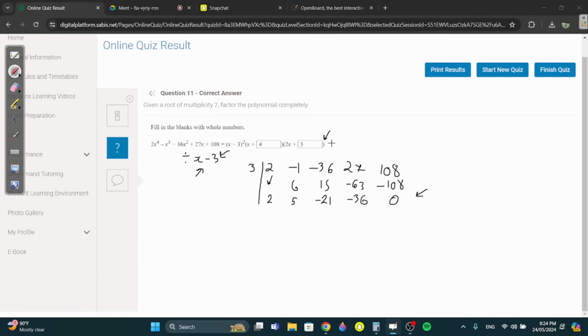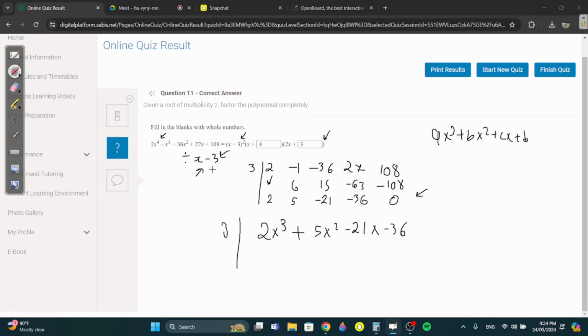You can see there's no remainder here. So when I divide by x minus 3 the first time, it was to the power of 4, so now I'm going to have to the power of 3, ax cubed plus bx squared plus cx plus d. Let's arrange it: 2x cubed plus 5x squared minus 21x minus 36. But did they say x minus 3 or x minus 3 squared? They said x minus 3. So yeah, let's continue dividing by x minus 3 again.